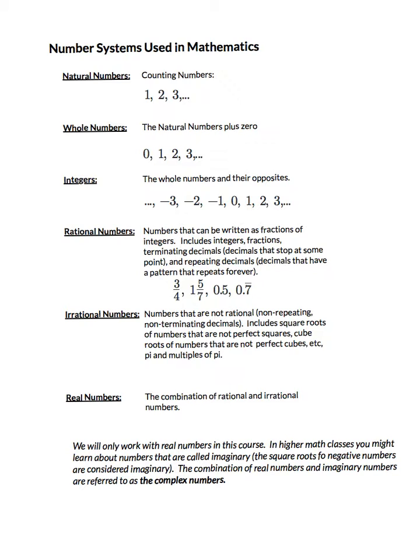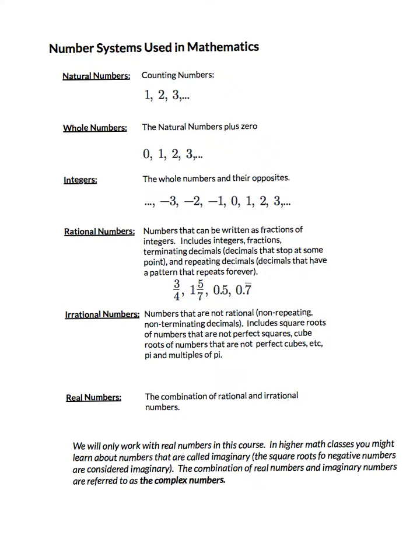Now, rational numbers include not only the integers and thus the whole numbers and the natural numbers, but they include fractions. They include terminating decimals. These are decimals that stop at some point. And repeating decimals. These are decimals that have a pattern that repeat forever.